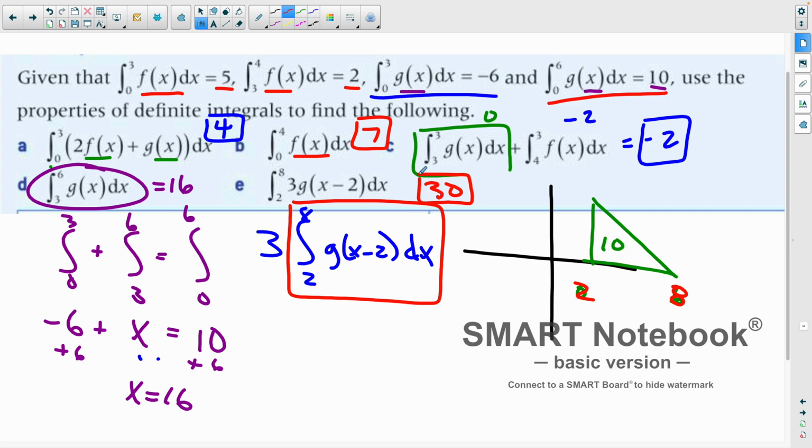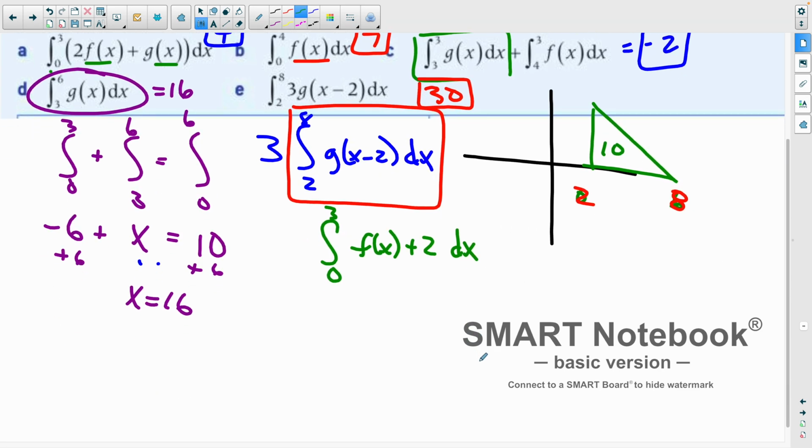Now, I'm going to do one last one with you real quick. I'll raise that up so you can see it a little bit. So I'm going to go from 0 to 3, f of x plus 2 dx, and I want to find the value of it. Now, this is the one that's a little bit tricky. They left this off. I'm not sure why they left it off, but it's one that we need to talk about. So what do you see in this one?